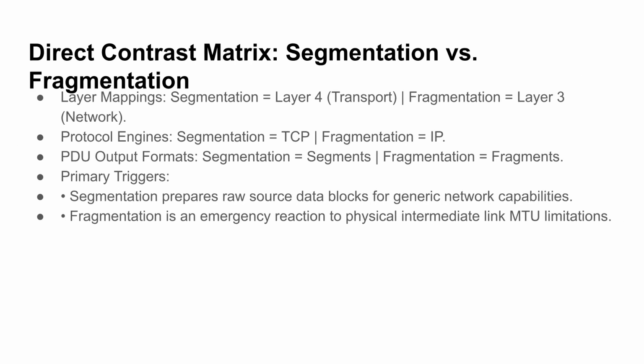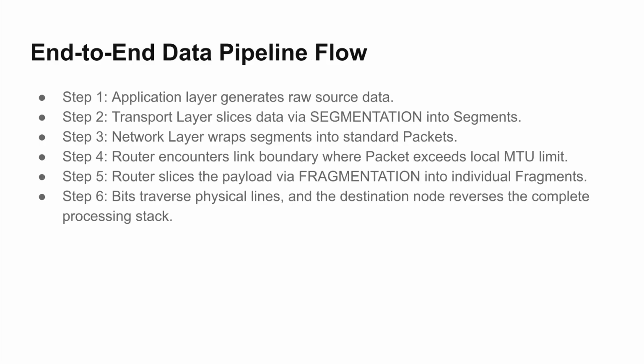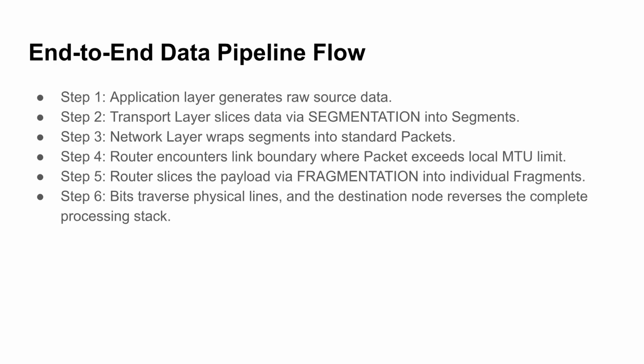In summary, segmentation uses TCP at layer 4 to create segments for general transport, while fragmentation uses IP at layer 3 as a reactive measure to specific physical link MTU limitations encountered during transmission. The data pipeline starts at the application layer, which produces raw data. The transport layer segments it, and the network layer wraps it into packets. If an MTU limit is reached, the router fragments it, and finally, the destination reassembles the data.